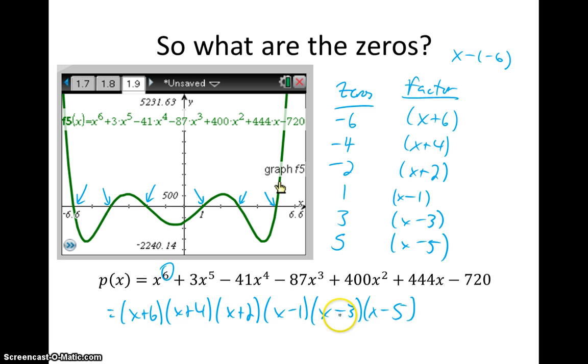So if I multiplied all these factors together, if I expanded this out, it would take a lot of boxes, right? You'd have to make a whole bunch of boxes to be able to multiply these all together. We would end up with this exact polynomial.